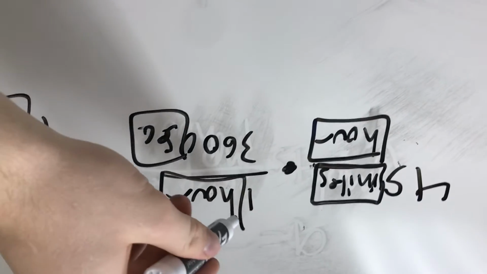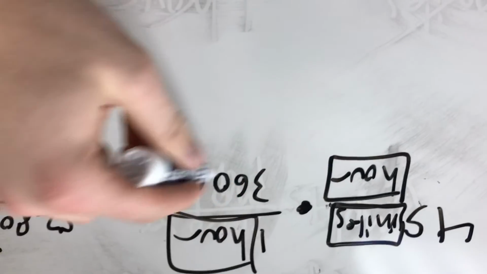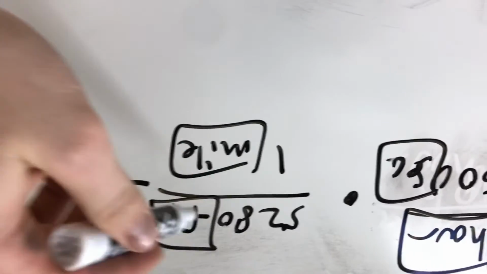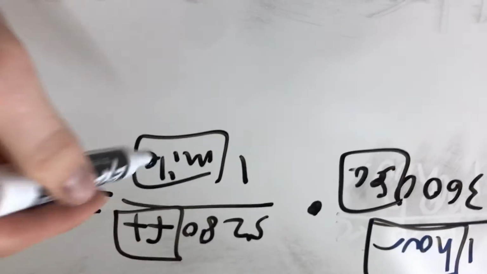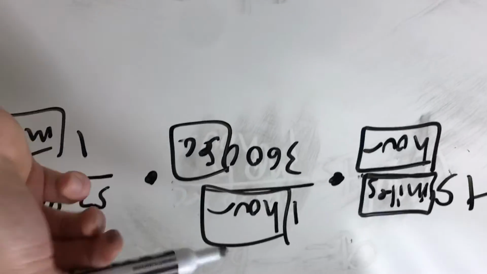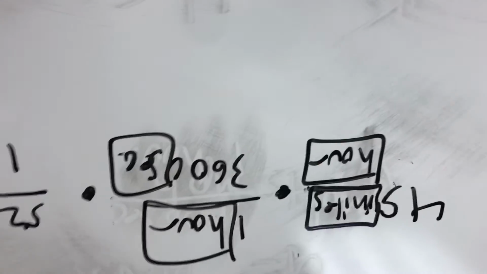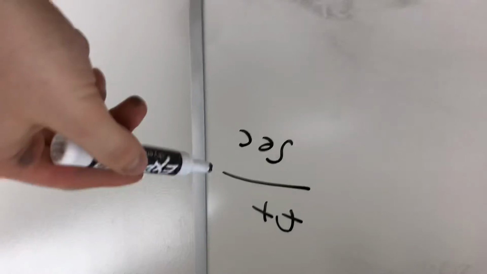So then I have 1 hour is equal to 3,600 seconds. That's how many seconds are in an hour. And I have 5,280 feet in 1 mile. How I decided which one was on top and which one was on bottom was I look at what I want to get rid of. I say, what do I want? I want feet per second.